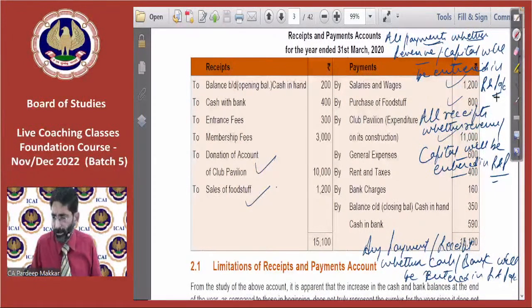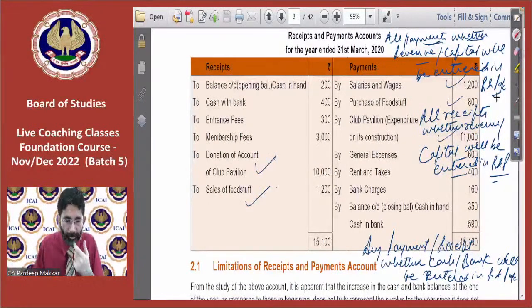Foodstuff is just food. Don't worry about these items. Actually, some names may be different. Foodstuff means khane ka saman. Sir, payment for next year is also entered? Exactly. Whether payment is for the current year, last year or next year, that will be entered. Whether receipt is for last year, current year or future years, you have to enter it. There's no problem at all. All receipts and payments must be entered. It doesn't matter whether it is of last year, current year or future year. The concept should be clear. I think you have noted it down.